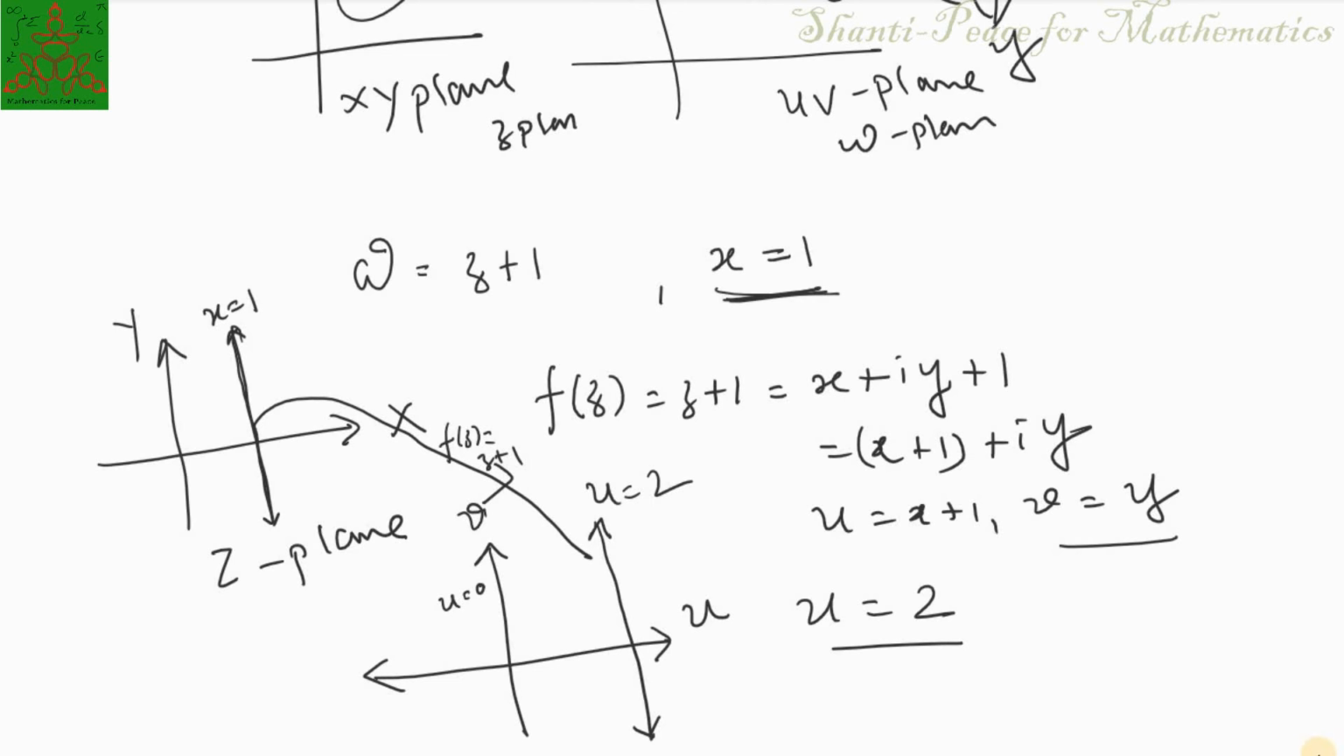What actually happened? It is translated by 1 unit, because plus 1 is there. So you are just replacing z by z plus 1. That's why whatever the figure is here, whatever the object is on this side, that object is translated here by this function. So the function is different, it depends on the nature of the function. So the object will be transformed in that manner.